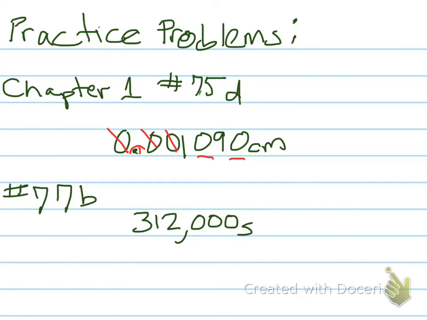Number 77B asks for how many significant figures there are in the number. So in this case, there is 1, 2, 3 non-zero numbers, so we know that those are significant, and these are trailing zeros, and there's no decimal. So whenever we have trailing zeros without a decimal, they are not significant. Here we have a trailing zero with a decimal point, so it is significant.